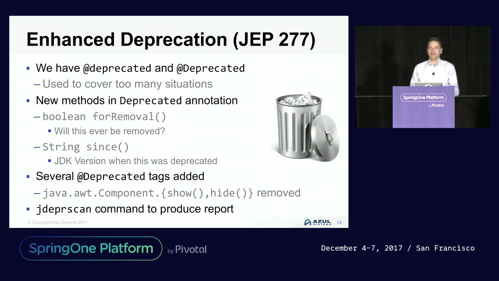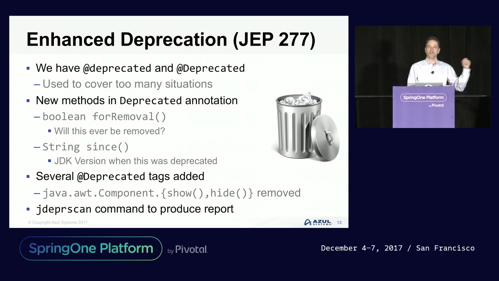Deprecation has been enhanced. Now, we've had deprecation right from JDK 1.1. And deprecation has proved to be a bit of a double-edged sword, really. Lots of things have been deprecated over time. But up until JDK 9, nothing has ever actually been removed. And this is one of the big changes in JDK 9, is some things have been removed. But we've also enhanced the way that the deprecation works.